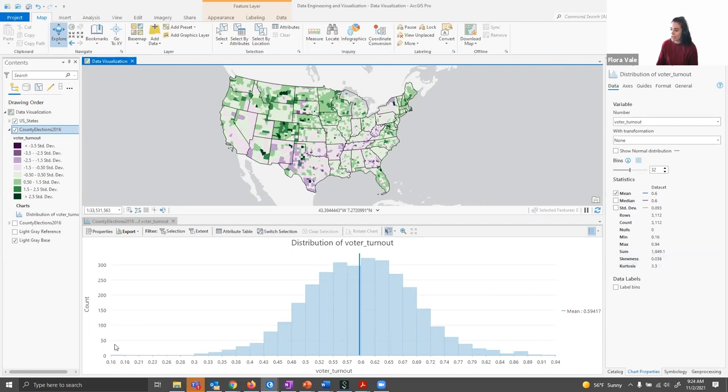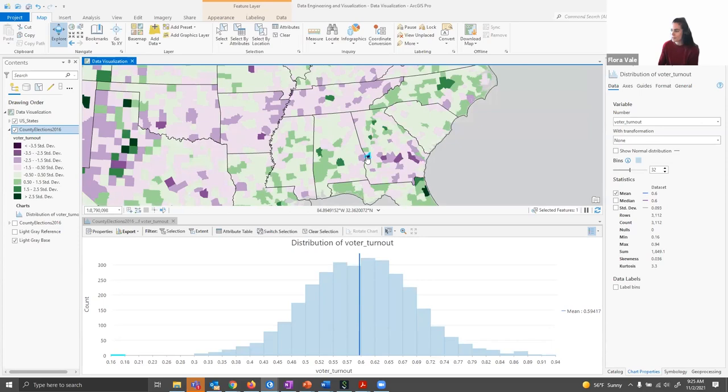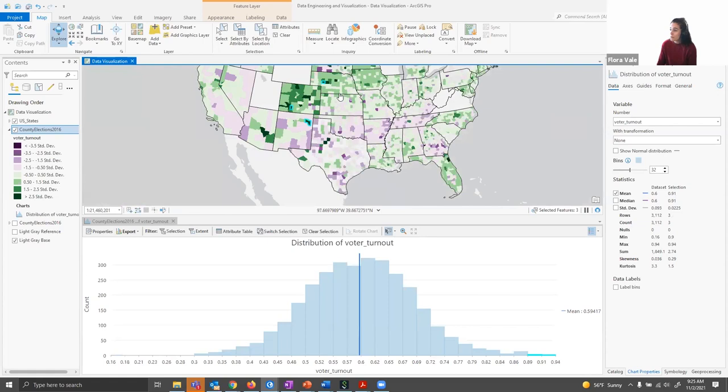I can also interact with this, which is a really important part of the data exploration phase, which I talked about earlier. So exploring, interpreting, and then communicating. So when exploring this, I see that I have a low outlier here. If I select that, I can see that it's this county in Georgia that I did some research and it really has historically very low voter turnout values. And I can also select on the high end of the tail and see those counties that we have really high voter turnout.